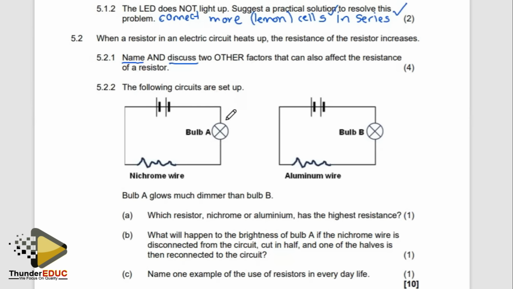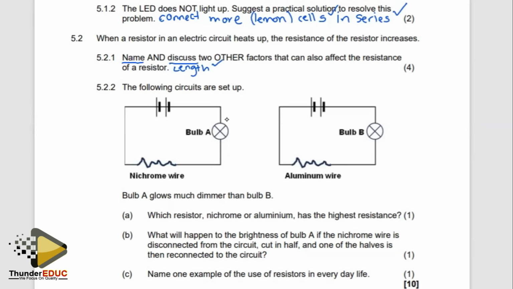Naming, we have the length. You have named the length. It's 1 mark for you. Length. Then how does it affect resistance? How does it affect the resistance?